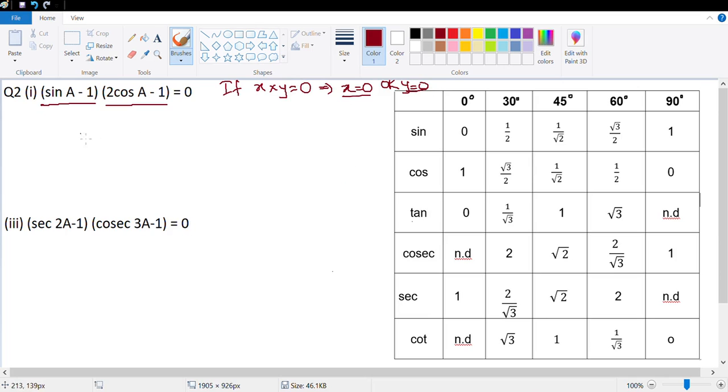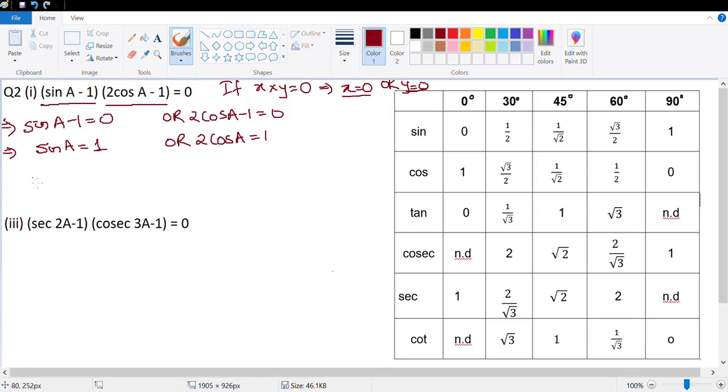So let's divide this question into 2 parts. What this means is sin a minus 1 is equal to 0 or 2 cos a minus 1 is equal to 0. Now this gets converted into the question that we did in the previous question. Now this is simple, which means sin a is equal to 1 or 2 cos a is equal to 1. Now since sin 90 degree is equal to 1, which is given equal to sin a, which means a is equal to 90 degree.